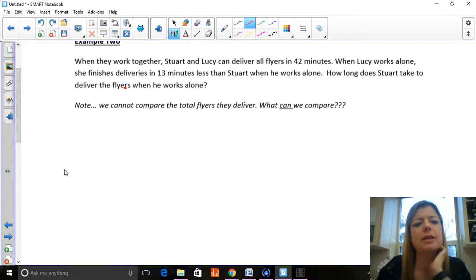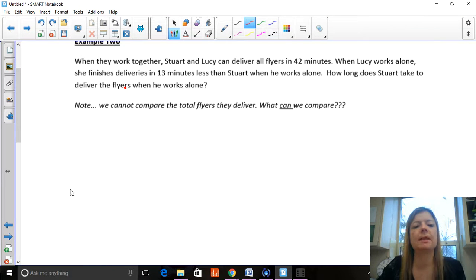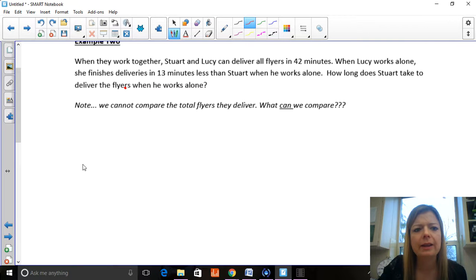When they work together, Stuart and Lucy can deliver all flyers in 42 minutes. When Lucy works alone, she finishes deliveries in 13 minutes less than Stuart when he works alone. How long does Stuart take to deliver flyers when he works alone? We cannot compare the total flyers they deliver. What can we compare? I like to break out this information because it's very confusing and you might be thinking, how does this turn into a rational equation? And it will. So what are our variables? What are the unknowns? We don't know how much time it takes them to deliver the flyers, and that's what we want to know. It says, how long does Stuart take?